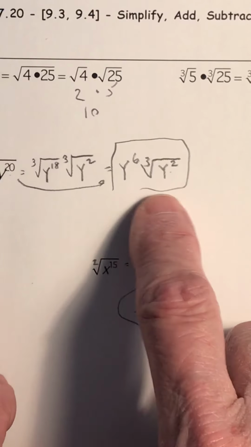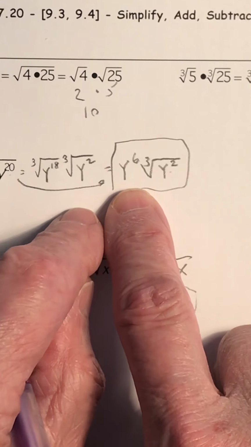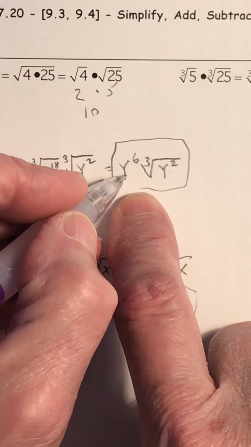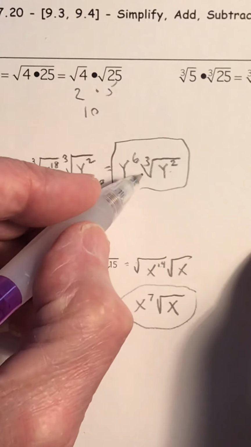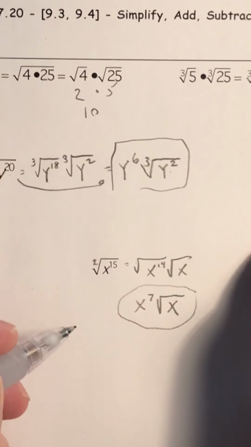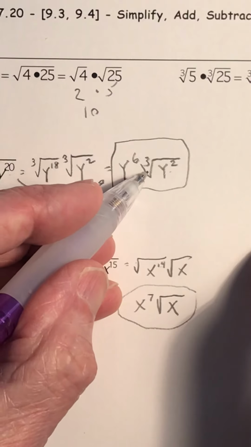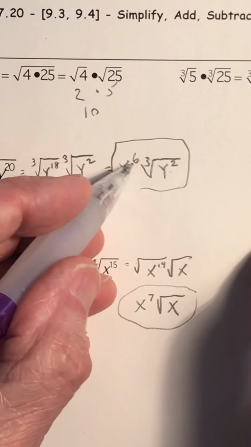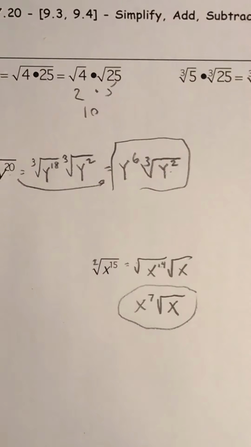See, I wrote this one. I didn't say anything back here. This is, I hope, clearly y to the 6th power times the cube root of y squared. Make sure you tuck the index into that radical sign so there's no misunderstanding of your work.